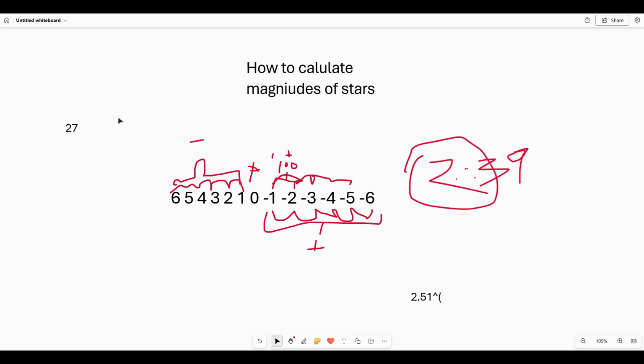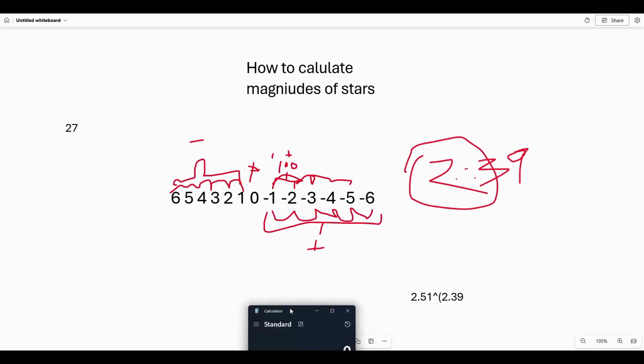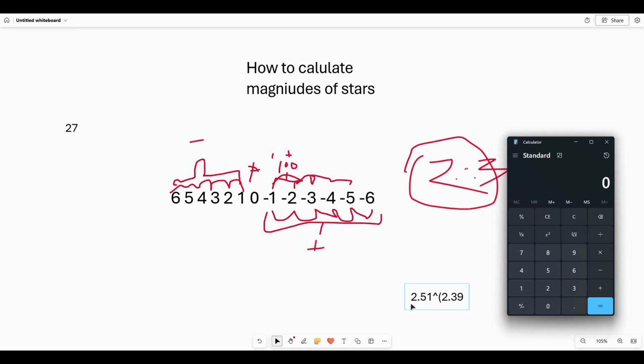So now let me ask you a little bit of sums you can do, or I can just continue with my example. So we've got 2.39. Now, you don't have to calculate it manually because there might be many errors in this. Instead, I'd like to use a calculator. So what we've got over here is 2.51. Let's just write it up quickly.